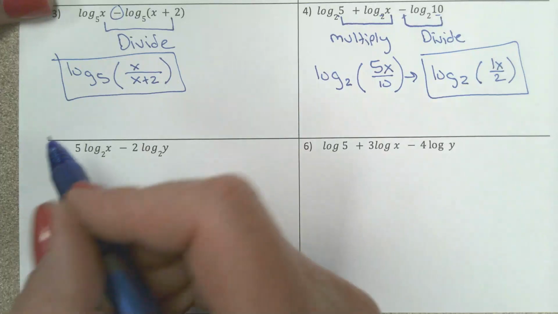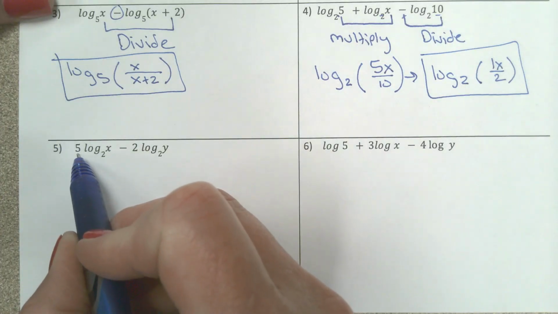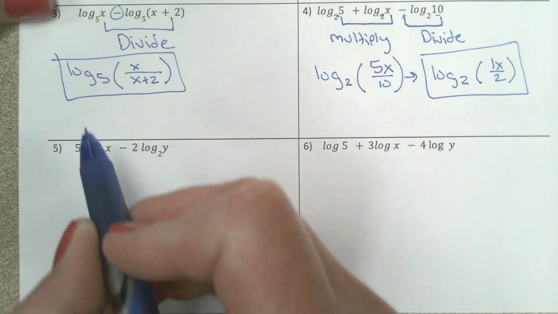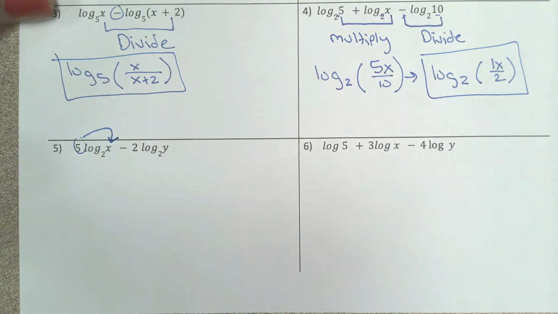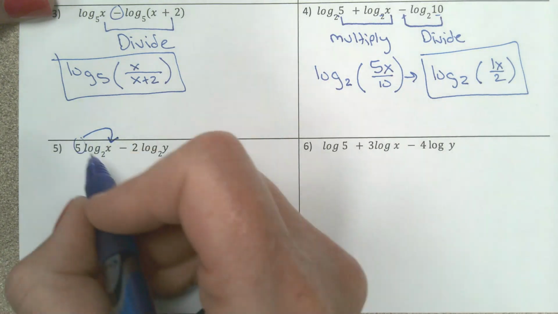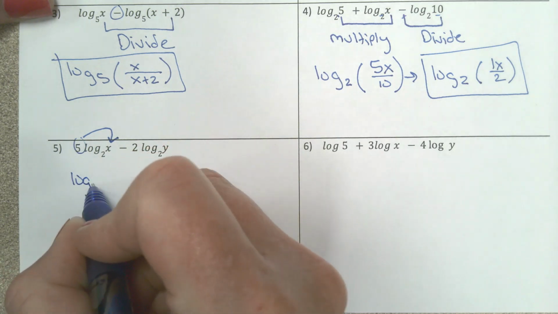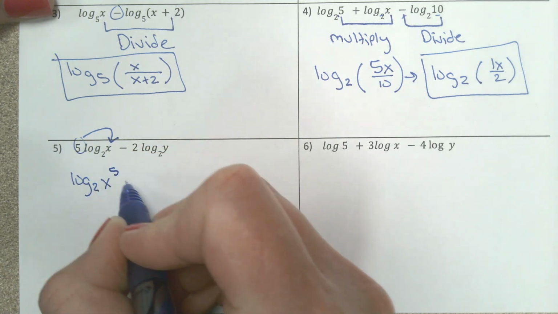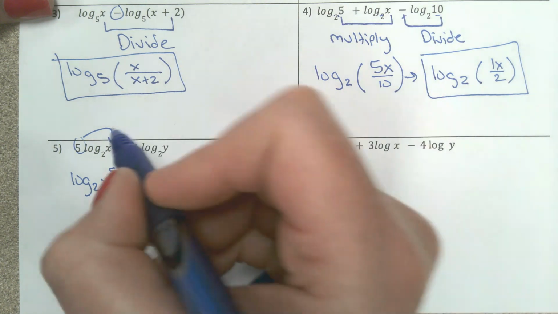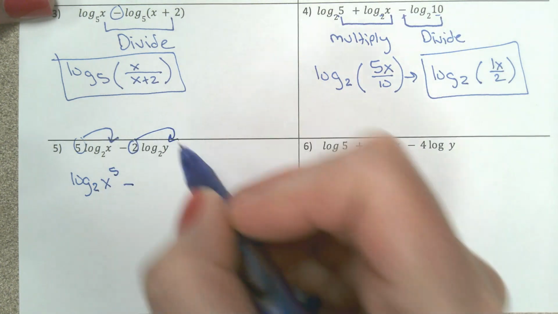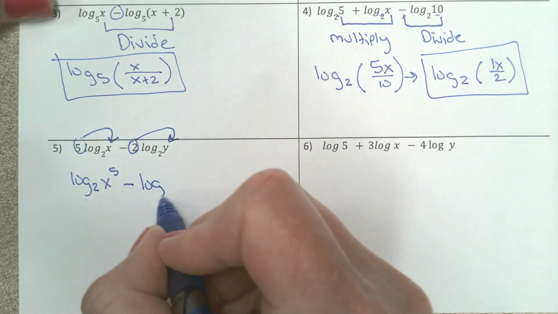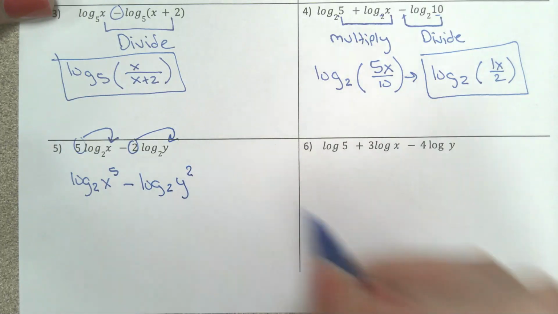5 and 6. So on 5, I see a number out in front. So this is multiplication. We're going to take that and move it to the exponent of the x. So that reads log base 2 of x to the 5th minus. We're going to take that 2 and move it to the exponent: log base 2 of y to the 2nd.